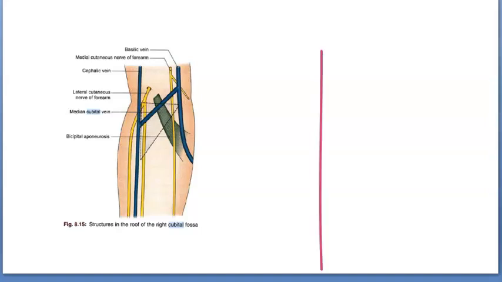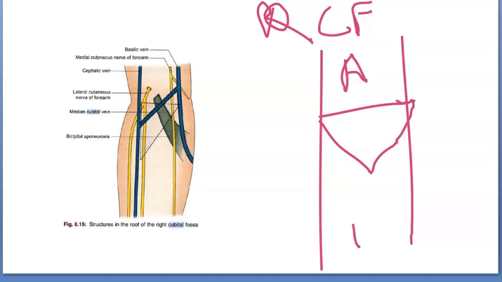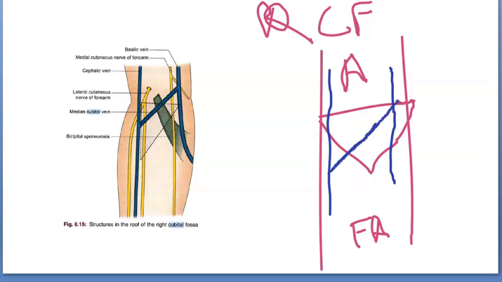So if you can quickly draw a diagram, just draw like this and say that this is the right cubital fossa. You label it as the right cubital fossa and name this as the arm, and this is the forearm. So this is the elbow, and here you please draw the veins, very important. Here you draw the basilic vein, here you draw the cephalic vein, and here you show the median cubital vein which is draining the cephalic to the basilic.